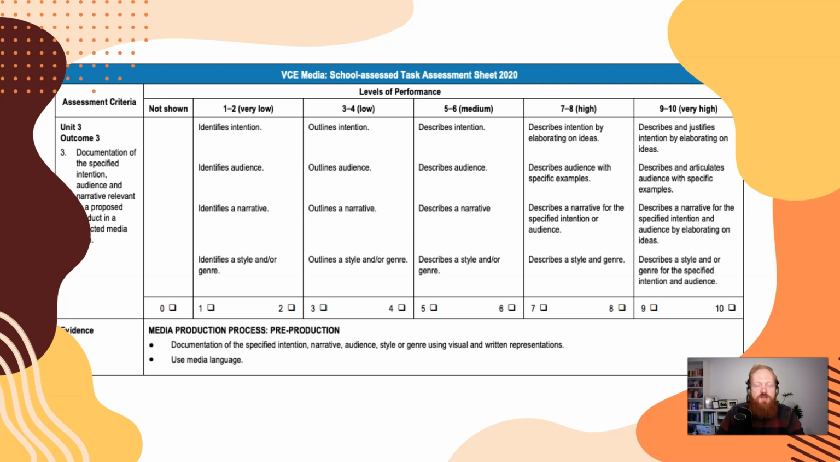So the reason why these 4 sections are so important is because your folio, your production design, actually is only assessed on 2 criteria. And this is one of those criteria. So it's the documentation of the specified intention, audience, and narrative relevant to a proposed product in a selected media form. And if we actually have a look at how I'm meant to assess you on this criteria, it's broken essentially into 4 sections. Intention, audience, narrative, style, and genre. So where narrative is to us story, and therefore your synopsis and treatment.